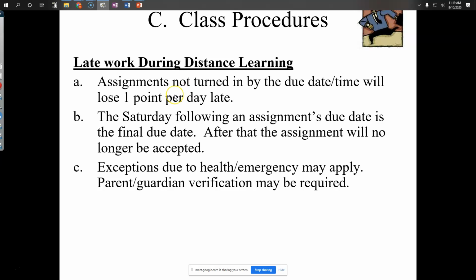Now, the second due date is the Saturday after the first due date. So the first Saturday after the first due date, I will no longer accept the assignment after that. So you have until 8 a.m. on Saturday to get everything turned in. If it's not in by then, you just don't get credit and it's done. So if you don't have assignment 1.1 homework turned in by this Saturday, 8 a.m., you no longer can receive credit for it. Okay, of course there's exceptions due to health or emergency issues, but in general, that's the principle.